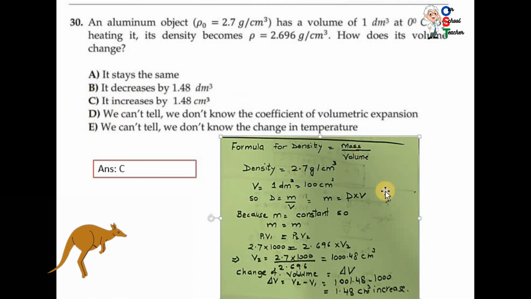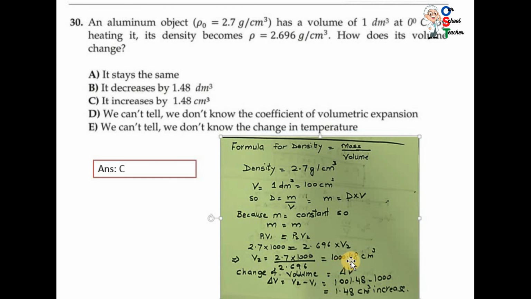C is correct. How? Just look at this calculation. Density is equal to mass per volume. Aluminium density is 2.7 gram per cubic centimeter. Volume is 1 decimeter cube, that is 1000 cubic centimeter, because density is in centimeters, so we have to take the volume in centimeters as well. And mass is equal to D into V. Because mass is constant, M is equal to M. Rho 1 V1 is equal to rho 2 into V2. 2.7 into 1000 is equal to 2.696 into V2. So V2 is equal to 2.7 into 1000 divided by 2.696.